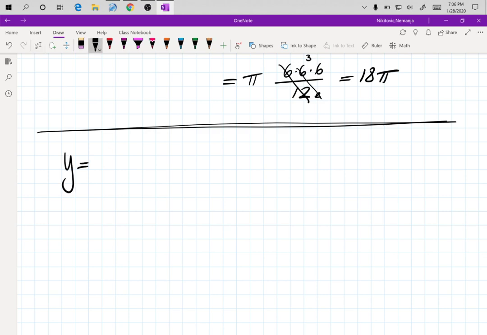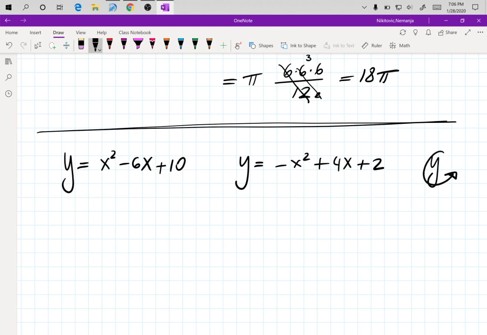Y equals x squared minus 6x plus 10. Everyone's happy. Y equals negative x squared plus 4x plus 2. Everyone is still very happy. And then I put y rotation and everyone goes, ah. Right?